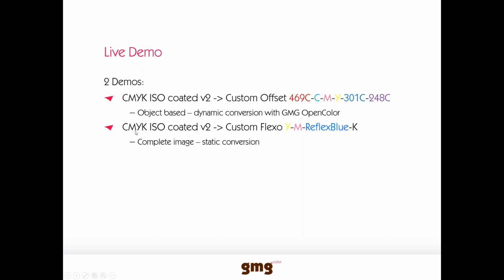The next demo will be the conversion from ISO Coated v2, CMYK again, to a custom flexo standard. And just to show you another way, this will be a static conversion, because you can also export profiles from OpenColor, load them in the plugin, and do conversions on the whole image. And here we want to replace the cyan with the reflex blue, and of course separate our whole image from that ISO Coated profile into our custom profile, and directly we will see how it looks.